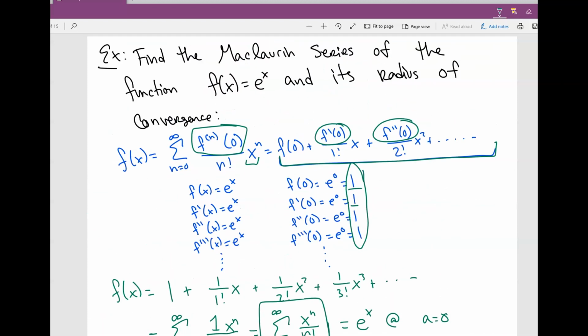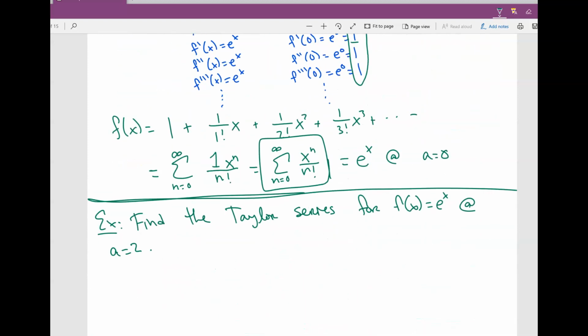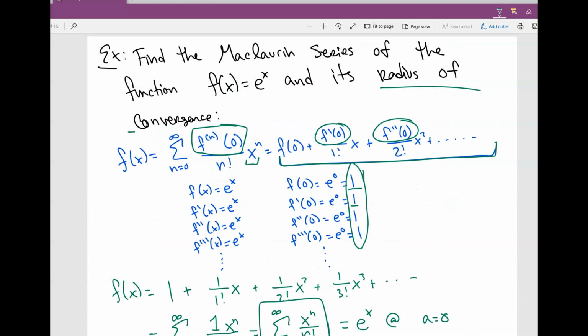Oh, we forgot to find the radius of convergence. I'll show you how to find the radius of convergence in a bit. I'll just put a little star here.